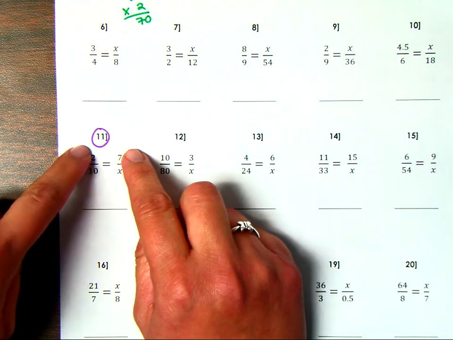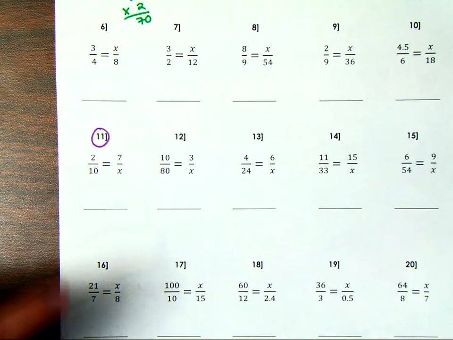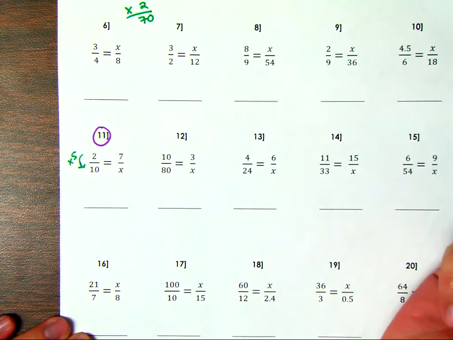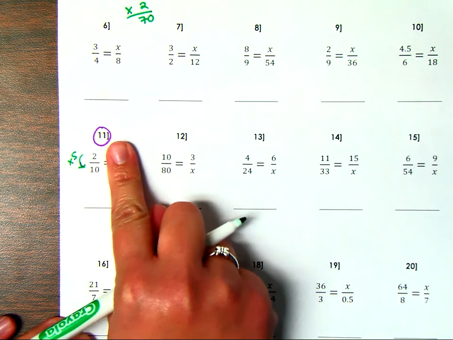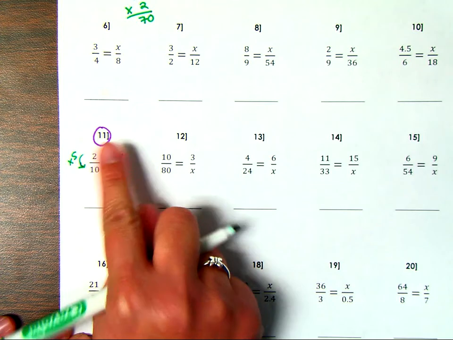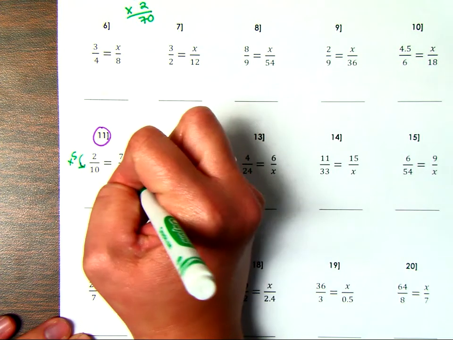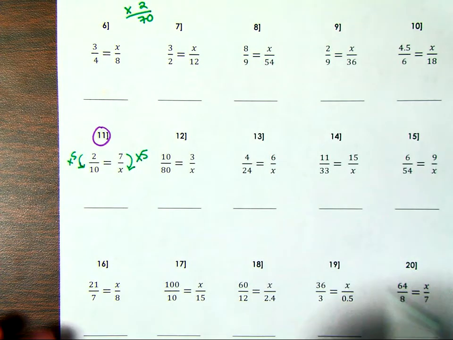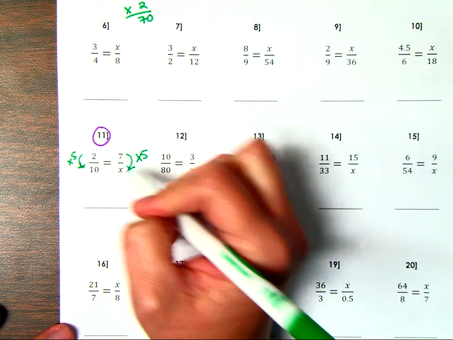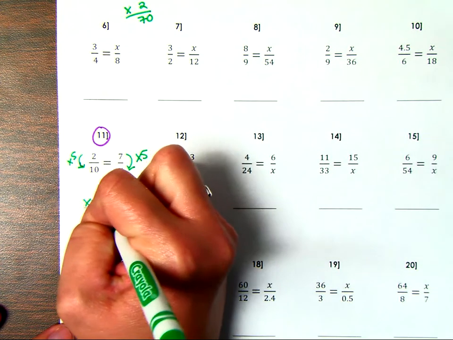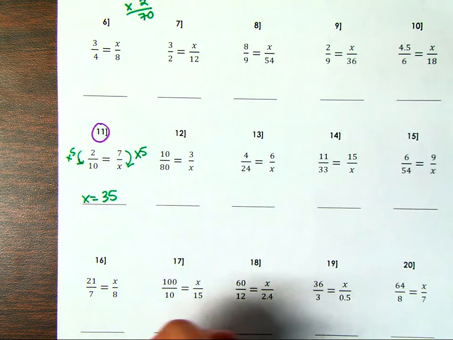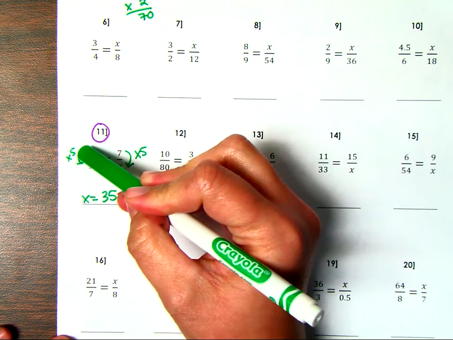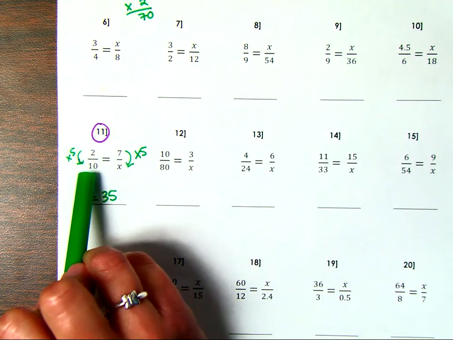Can I get from 2 to 10? Sure can. 2 times 5 is 10. So that's my within scale factor because within that ratio itself, I'm doing 2 times 5. And what I do to the left from the top to the bottom, I'm going to do to the right from top to bottom. So x equals 35. And again, you could prove this mathematically if you had 35 right here. 35 times 2 is 70, and that's equal to 10 times 7.